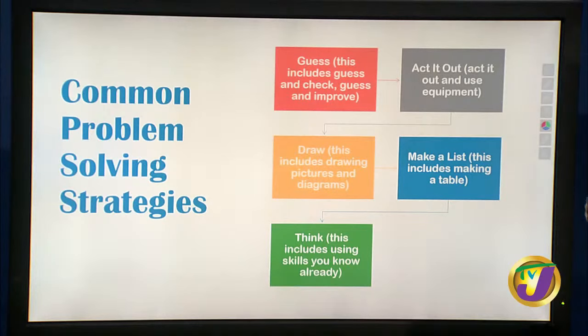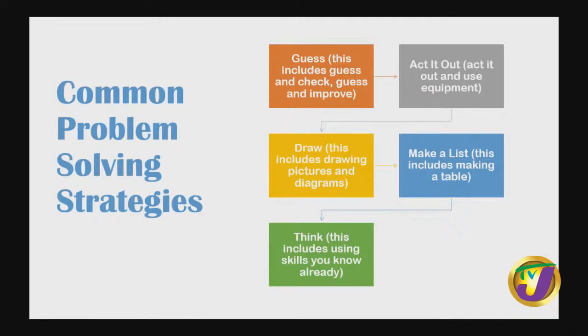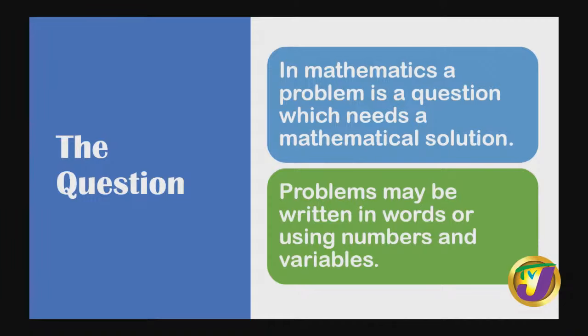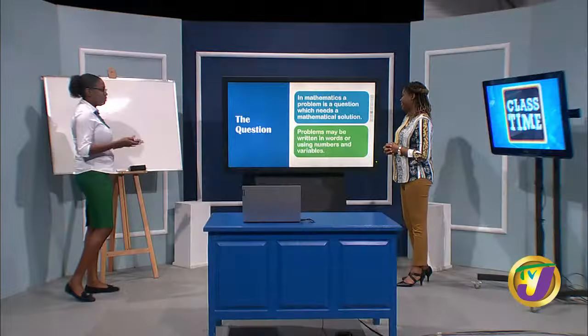And then we have to think. This includes using some skills that you know already, some concepts, some contents. Right. You'll be drawing on previous knowledge to help you here as you think through the problem. Obviously when we're looking at the question, if there's a problem, then the problem needs to have a solution. Sometimes the questions may be written in words or using numbers and variables. Whether words or numbers, still a problem.